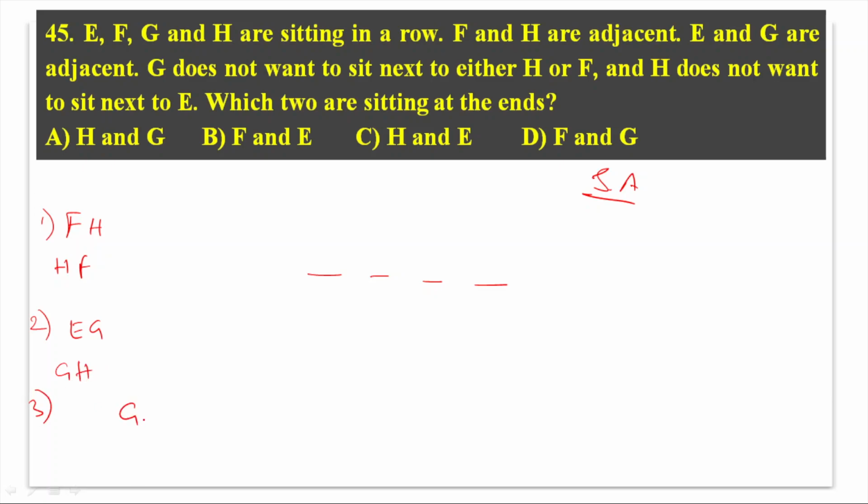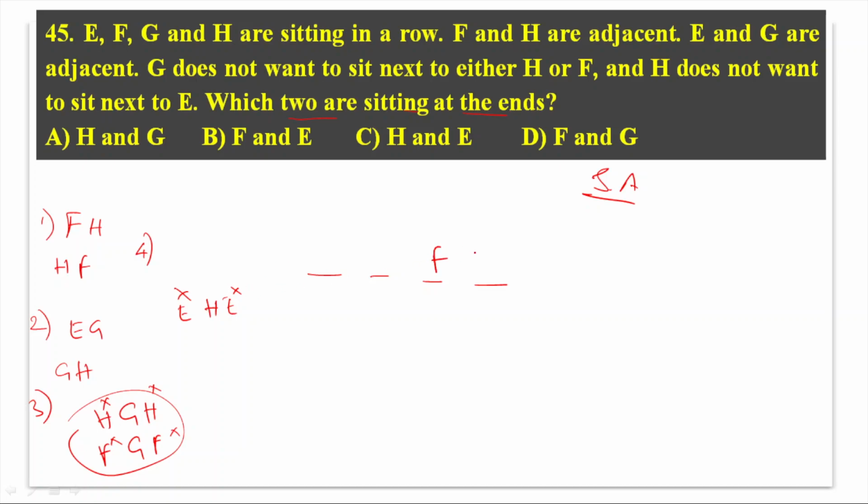Okay. G doesn't want to sit next to either H. So this will not be possible. And this is not a possible one. So these two conditions must not be followed here. And what is the fourth condition? And H does not want to sit next to E. So H also does not want to sit with E here. So these are the given conditions here. And what you ask in the question, which two are sitting at the ends? We need to find which ones are sitting at the ends here.